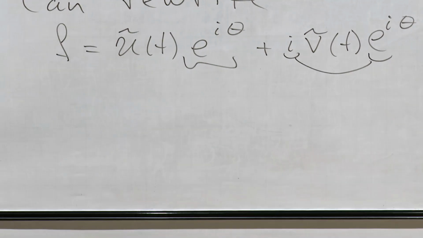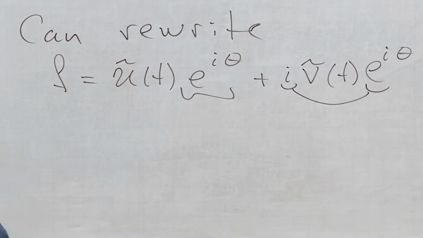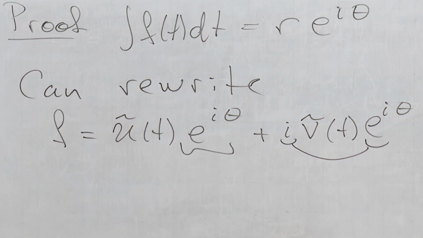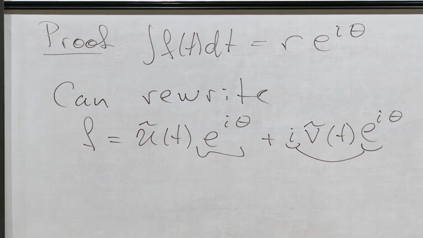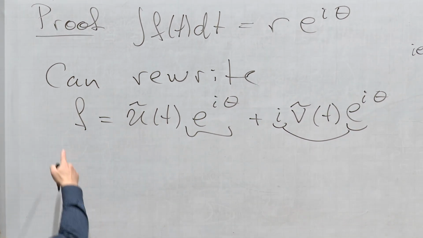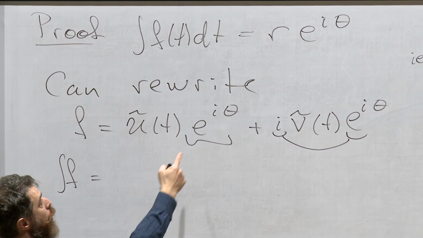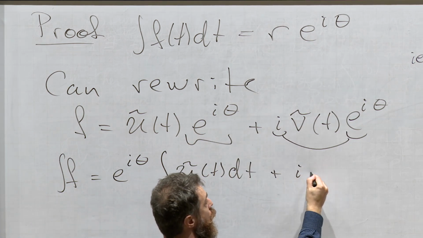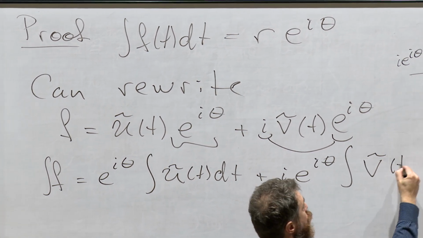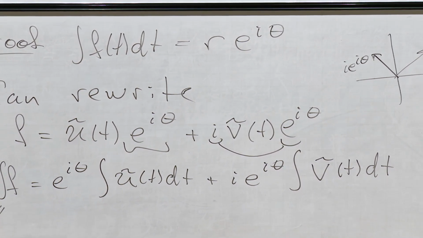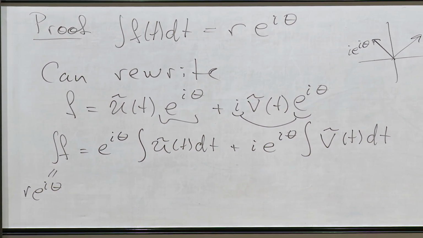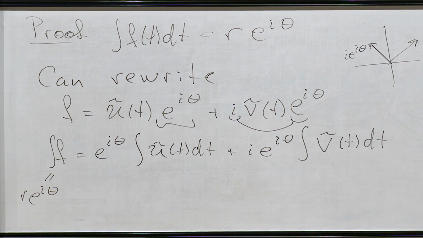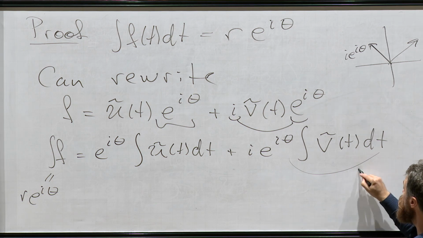So we have this representation, and we know that there are these functions u and v, and you can explicitly write these two in terms of u and v using a little bit of linear algebra. But the point is that if u and v were continuous, then these are also continuous. And then we can write the integral of f as, well, this is just a constant, so it's e to the i theta integral of u tilde of t dt plus i e to the i theta integral of v tilde of t dt. But we also know that this is r e to the i theta. Well, u tilde and v tilde are real, so the integrals are real. And it means that this integral vanishes.